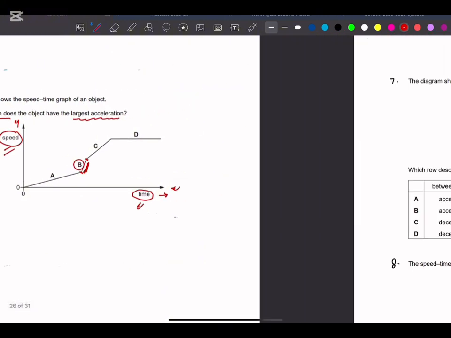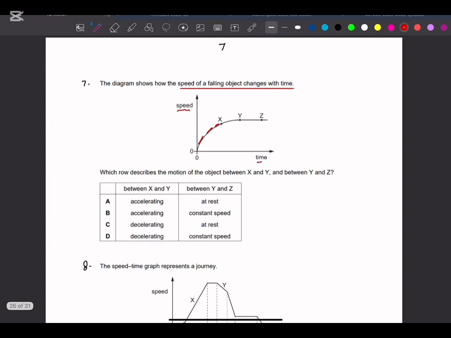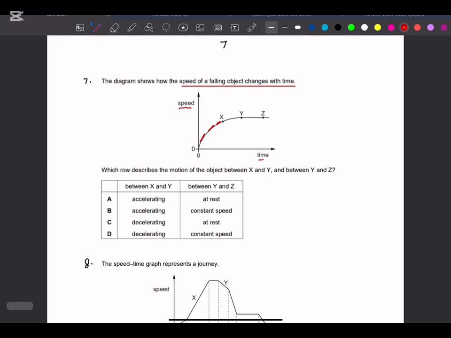So this is your question number 6. Then you will go to question number 7. The diagram shows how the speed of a falling object changes with time. So you are considering a falling object here. What is the situation here? Again, the point is the same: a speed time graph. So what is happening? The slope is decreasing. So simply you can say that the gradient or slope is decreasing.